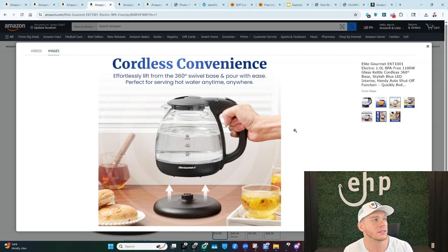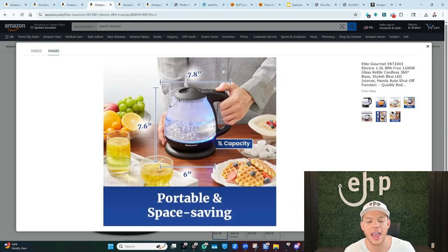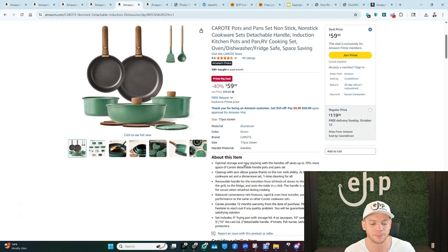Cordless convenience. And what I like about this one is it actually shows somebody holding the product. So you can kind of see what it looks like when the competitor doesn't even have anybody using the product, holding the product, pouring the product, something where it shows somebody in the photo.